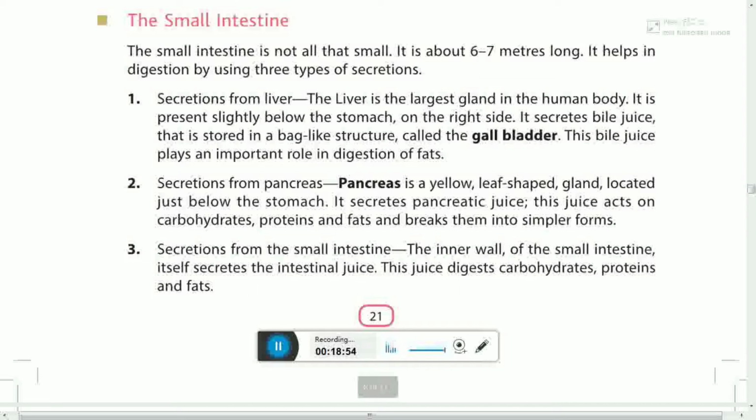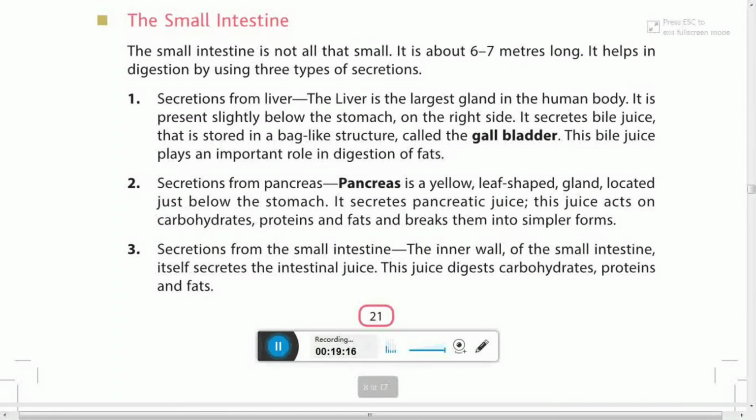Second, secretion from pancreas. Pancreas is a yellow leaf-shaped gland located just below the stomach. It secretes pancreatic juice. This juice acts on carbohydrates, proteins, and fats and breaks them into simpler form.